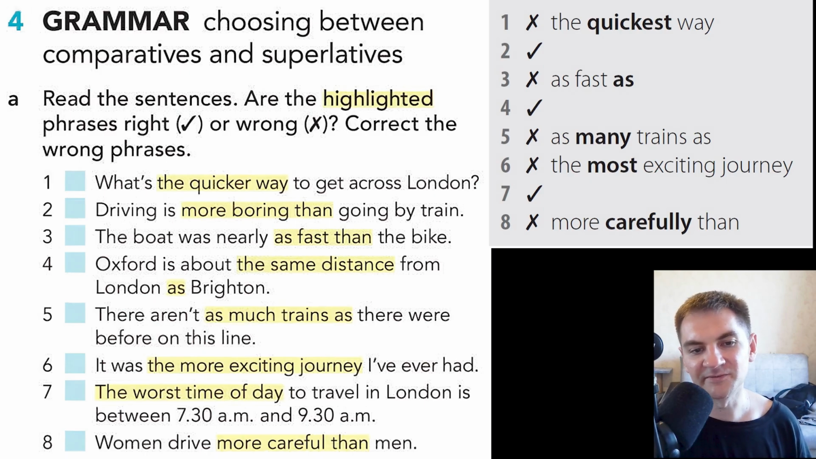Number 7. The worst time of day to travel in London is between 7:30 a.m. and 9:30 a.m. You see, everything is fine here. And the last, women drive more careful than men. Actually, here we need an adverb, so we correct it like this. Women drive more carefully than men. Because drive how? It's an adverb of manner. It's not an adjective. Okay, I hope at least you warmed up a little bit.